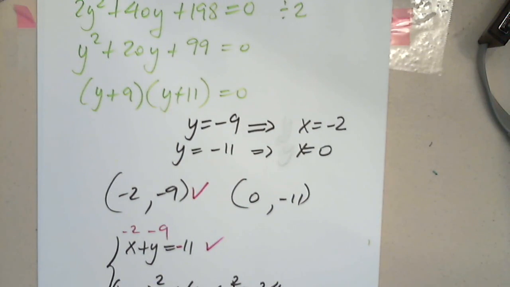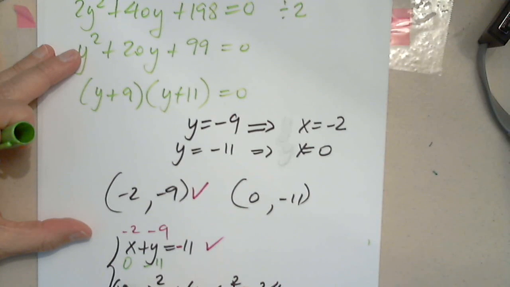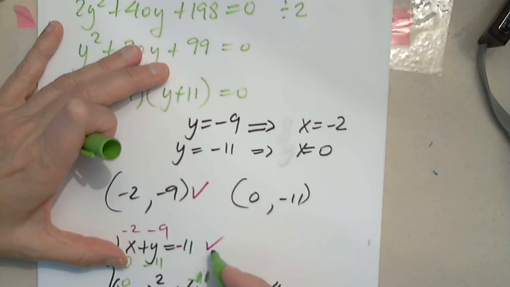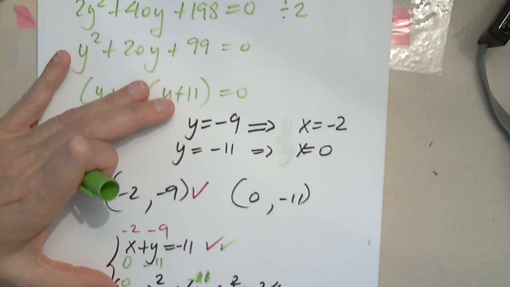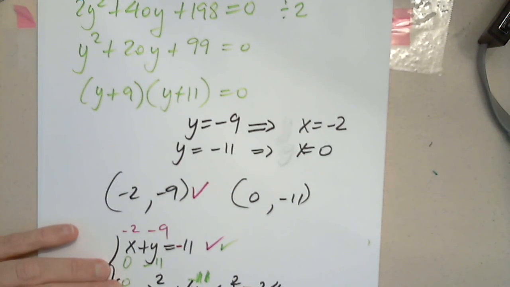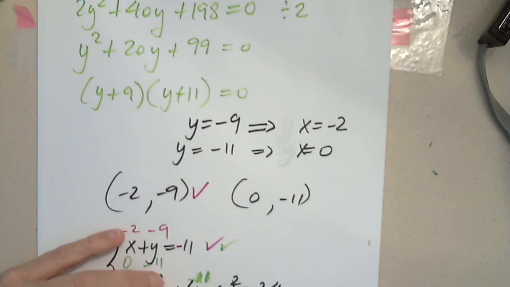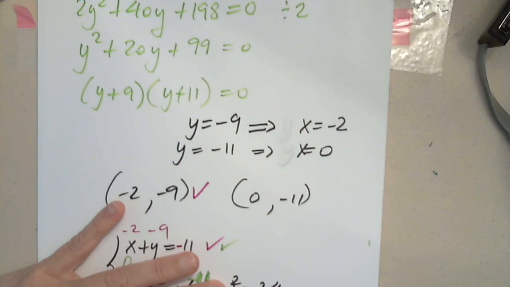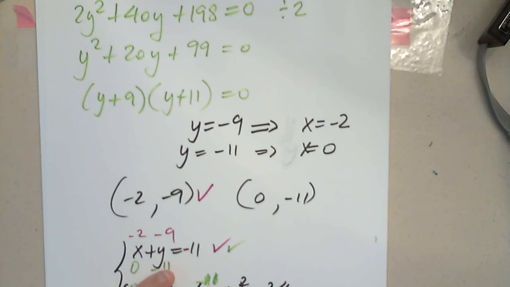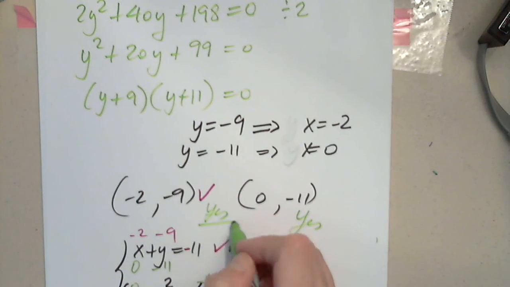Now I have to check (0, -11). 0 minus 11 is -11, yes. 0 minus 3 is -3 squared, which is 9. -11 plus 6 is -5. -5 squared is 25. And the answer is indeed 34. And I will say yes to both.